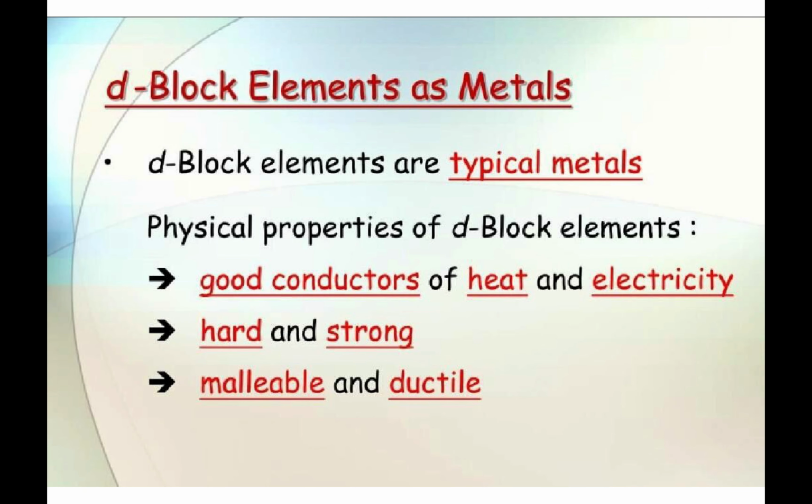Now, what is the role of D block elements as metals? These D block elements are real metals. They are typically metals only. What are their physical properties? First, they are good conductors of heat and electricity, as is a physical property of all metals. They are strong, hard, malleable and ductile, just like metals themselves.